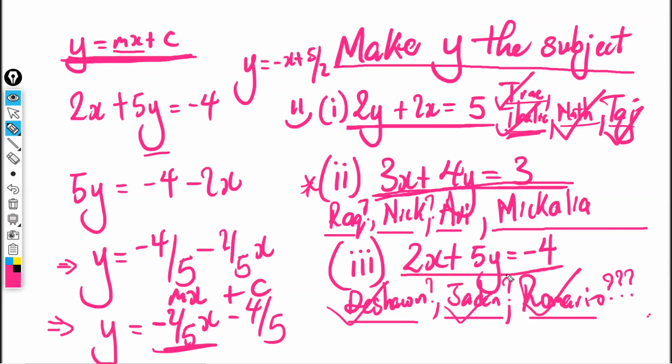Same here. Oh, so you're just trying to replicate the formula. Yes, you have to replicate the formula to find the gradient. You have to make y the subject to find the gradient. Make sense? Gradient is mx. Yes, the gradient is the m. M is always the gradient. Oh, so the number in front of the x, the negative 2/5, that's the gradient for the line.